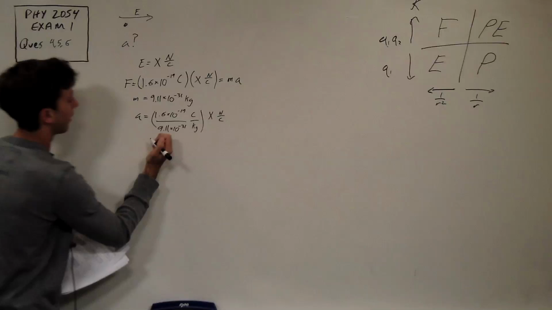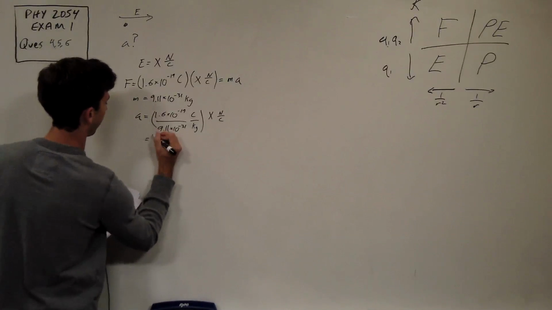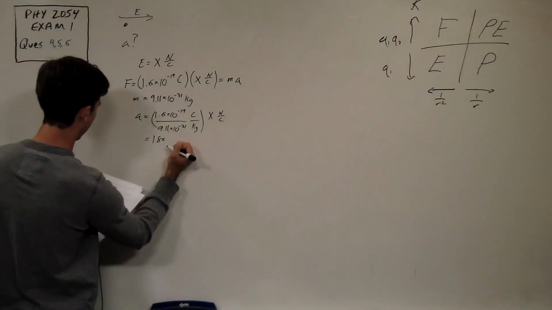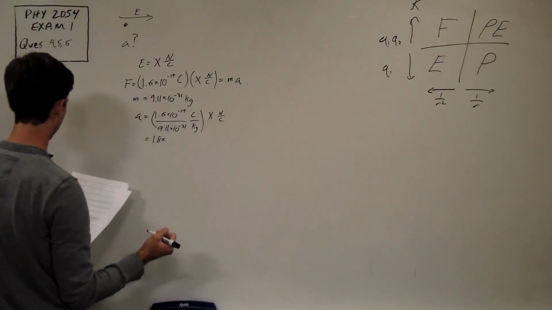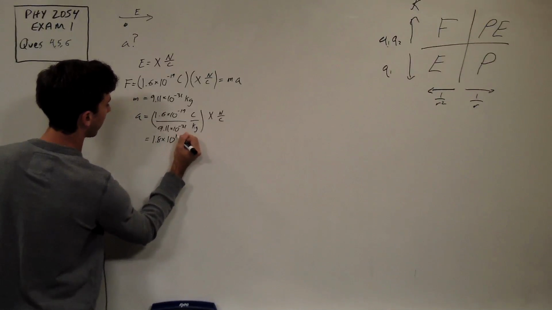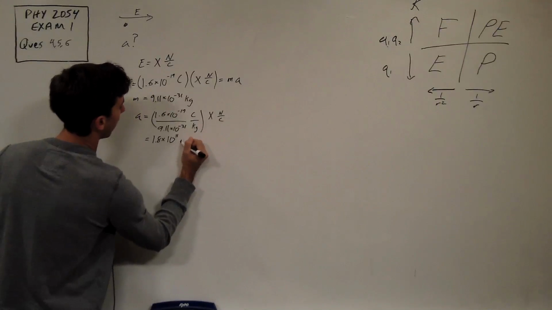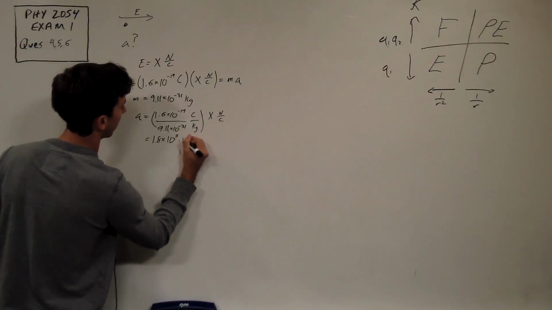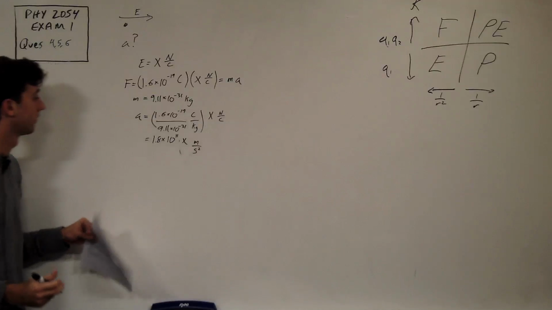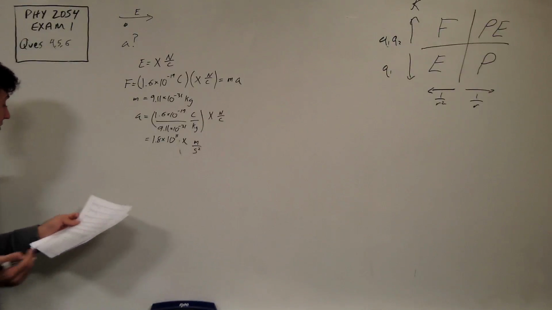Now, if you plug that into your calculator, you'll find that that is equal to 1.8 times 10 to the 11th times x. And then the units would be meters per second squared. Great. Now let's plug in values for x.